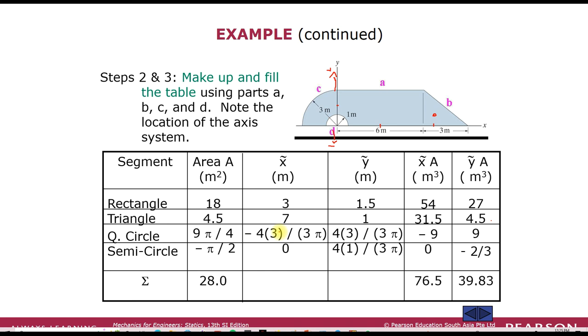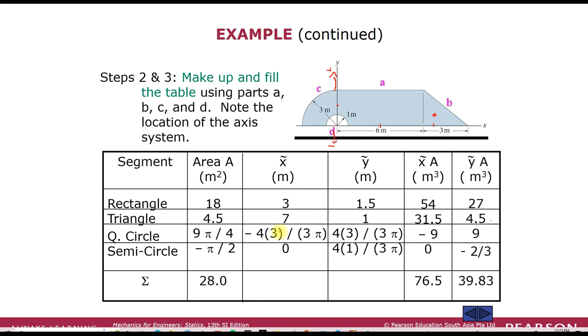So the position of the centroid is 2.73 meters at x, and 1.42 meters at y. That's all.